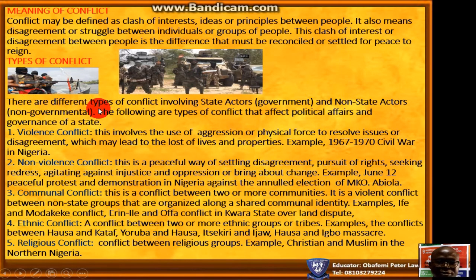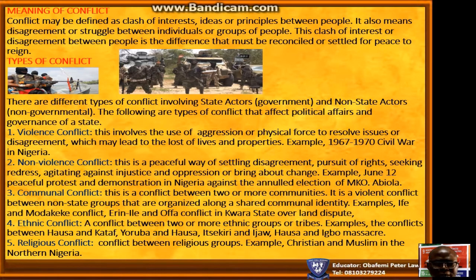And there are different types of conflict involving state actors. And what do we mean by state actors? State actors are the government. So once the government are involved in the conflict, we call them state actors. And the non-state actors are the non-governmental individual or community or organization. So the following are the types of conflicts that affect political affairs and governance of a state.